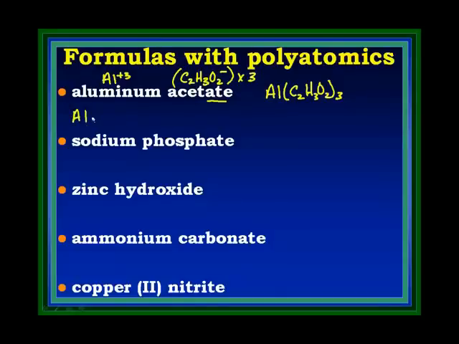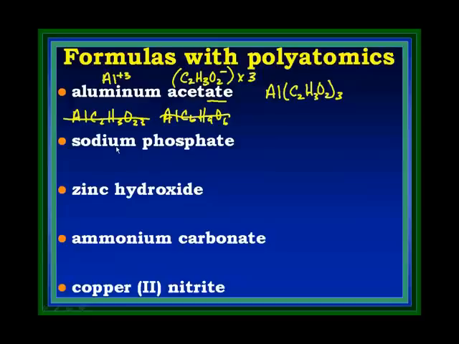I have to write it with parentheses. I can't write it like this without parentheses because then it looks like O23, and that doesn't work. And it's not correct to distribute the 3. I wouldn't write it like this, AlC6H9O6. That also would be incorrect. Okay, you just use the parentheses to show that you have multiple ones of that group.